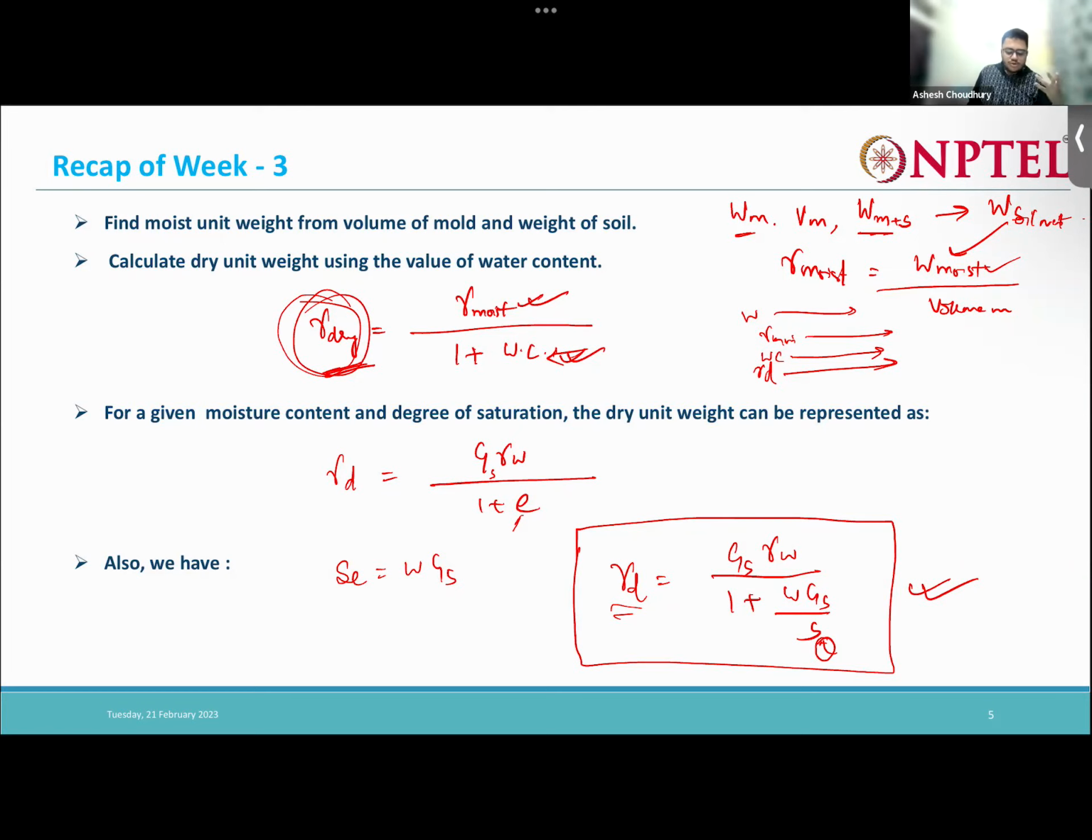And now, you might be thinking, why are we using this dry density, right? The only reason is that, if we remember from our first week lecture, the dry density is used as a measure of the denseness of the soil, right? A direct measure of the denseness of the soil. So we are here determining the dry density.